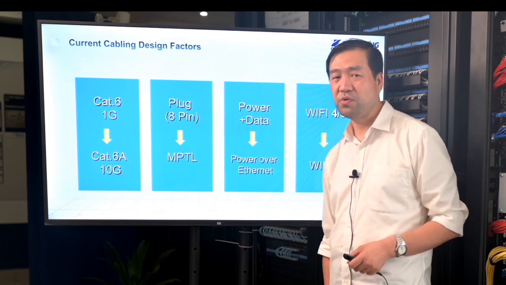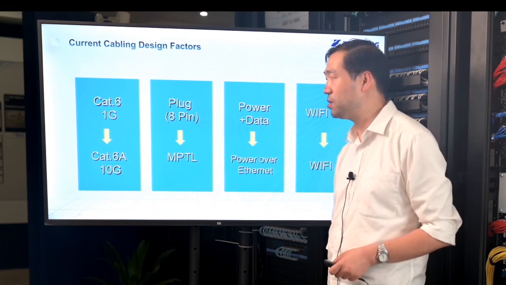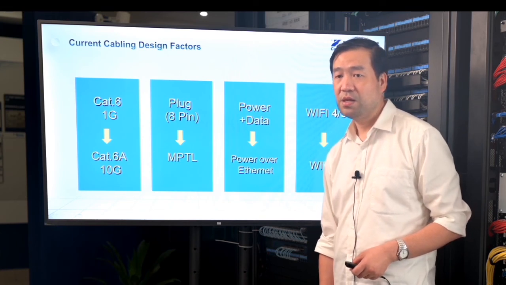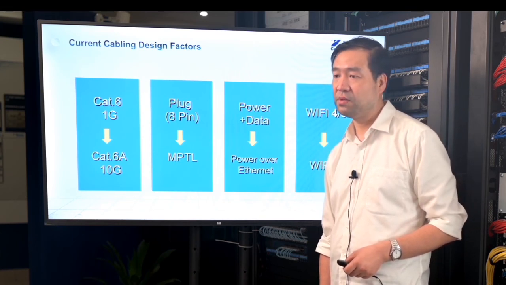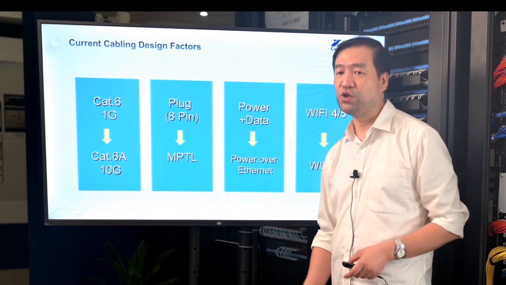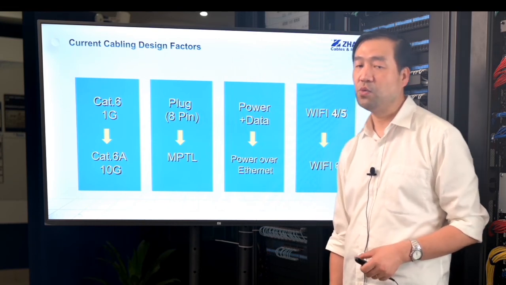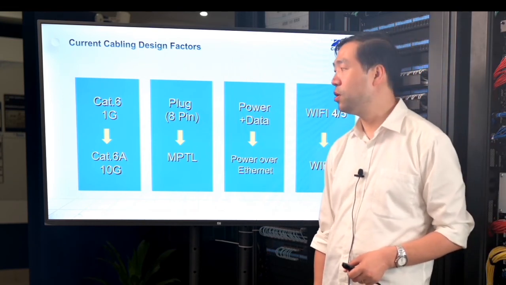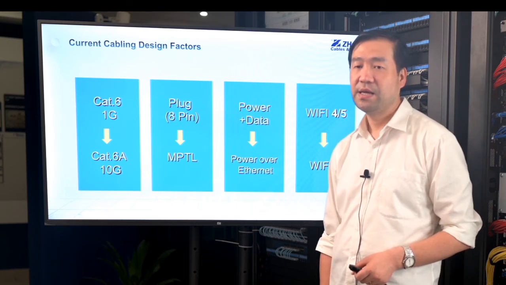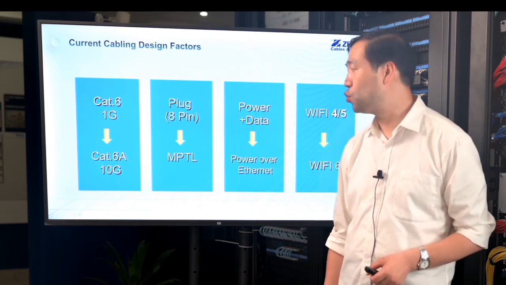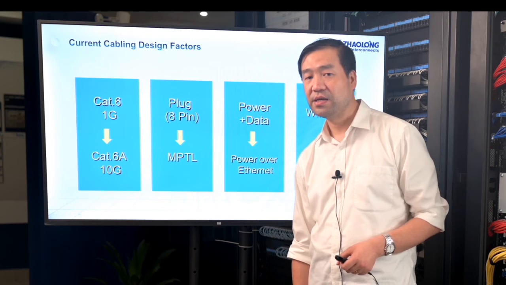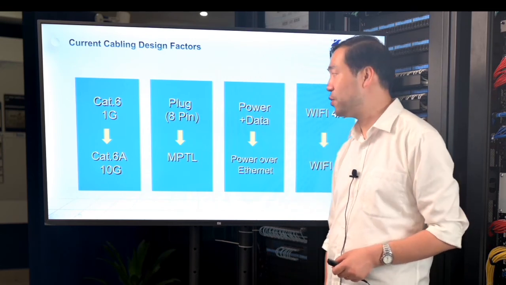The detailed design factor when we consider the current cabling project in your hand. For example, if you will consider more about the performance, you have a lot of application need more and more bandwidth. So we give you more choice from Cat grade 6 1 giga to Cat6A 10 giga. So that's one factor very important.